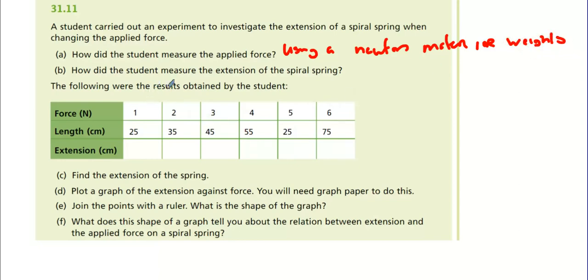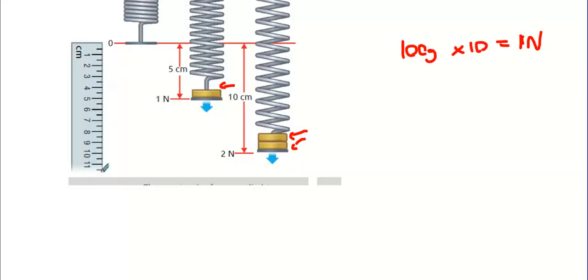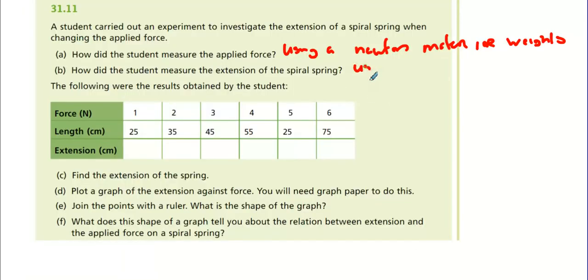How did the student measure the extension of the spiral spring? Well, you can see here that he's using a ruler to measure the extension on the spiral spring. So using a ruler. Okay, the following results were attained. Find the extension of the spring.